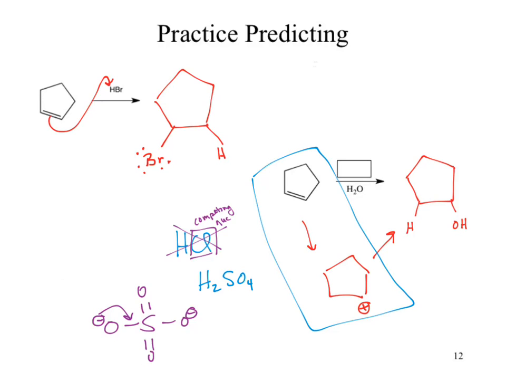So if I want to facilitate this reaction, what I can go through and do is add H2SO4. It being a nice strong acid will supply the H+, which then reacts with the alkene to get me to the carbocation. Now that I have the carbocation, now my water can come in and attack.